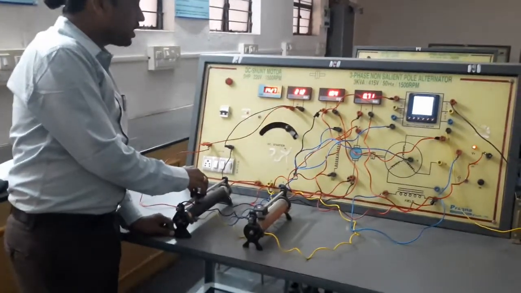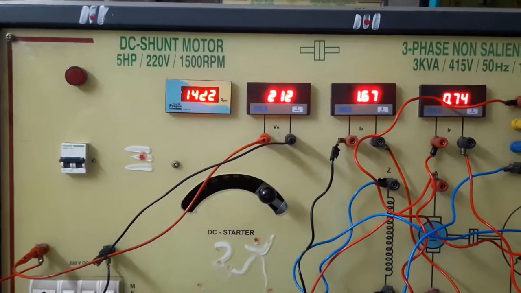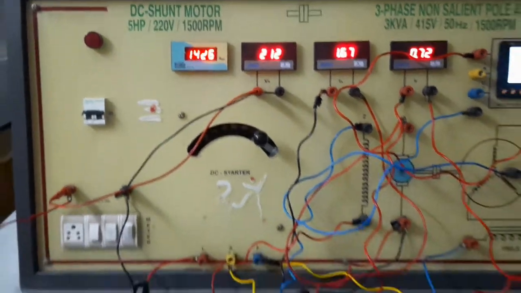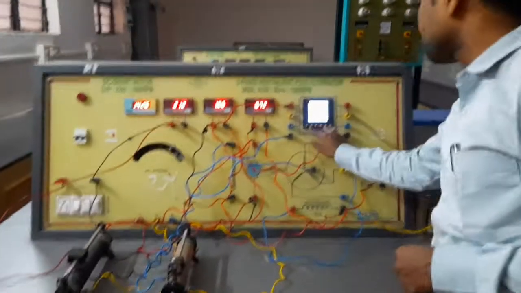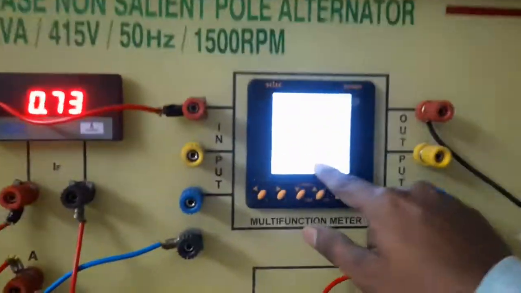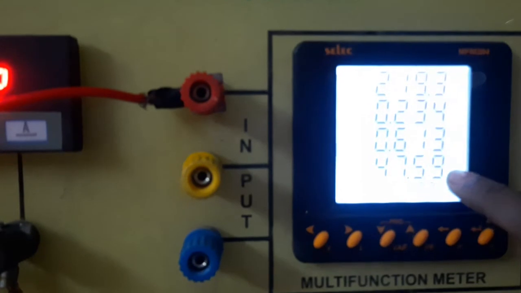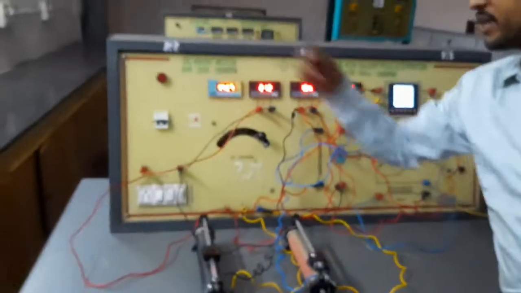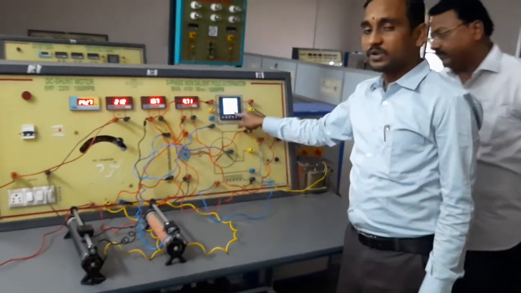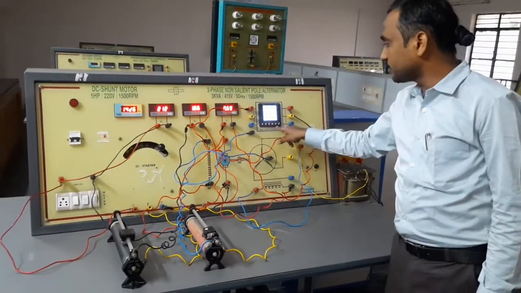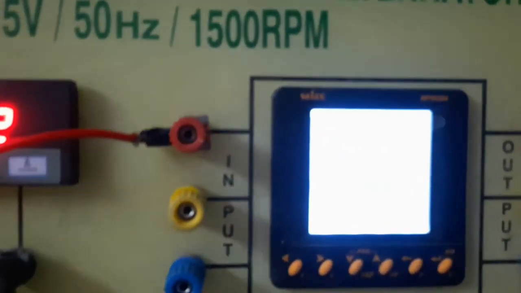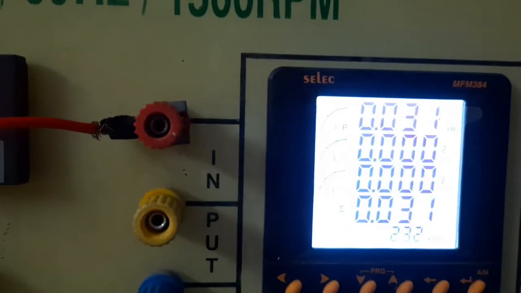The corresponding frequency will be 47.5 hertz. According to your theoretical calculation, for 1425 rpm the frequency will be 47.5 hertz. Frequency can be calculated as F is equal to Pn by 120. So for 1425 rpm, it will be 47.5 hertz. Similarly, observe the power reading. The power reading is equal to 31 watt.